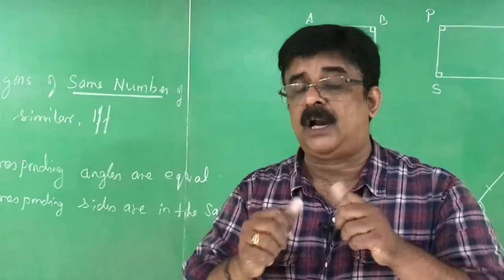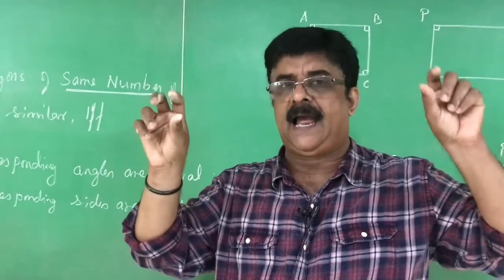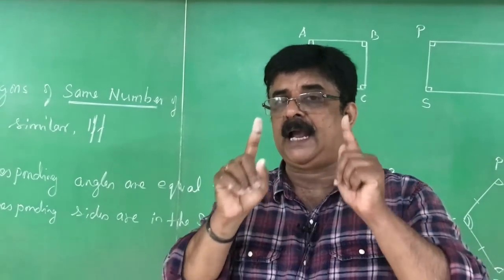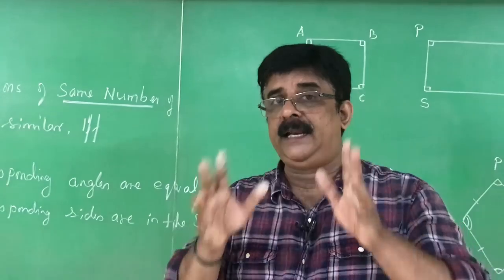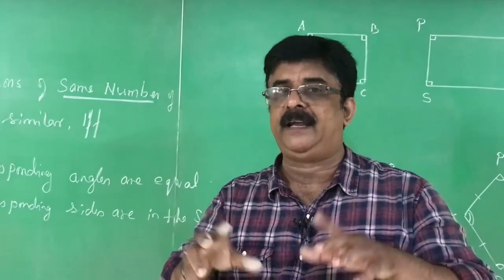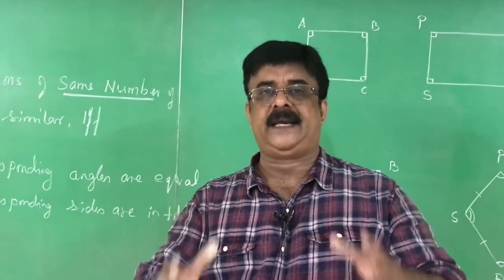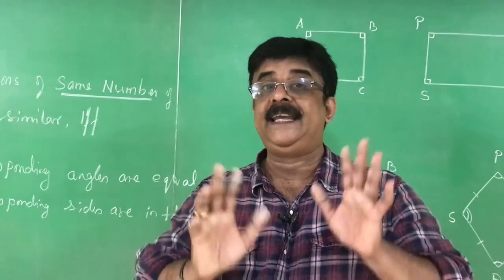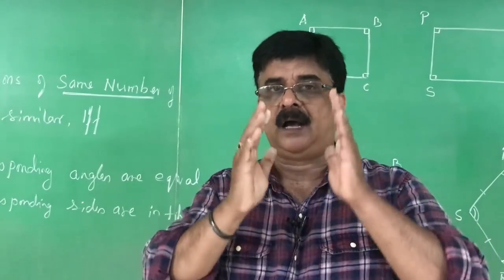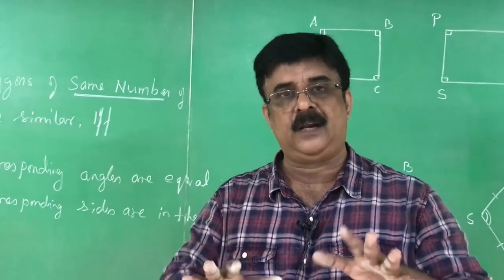Corresponding angles means what? Equal angles. If two triangles have equal angles, they are called corresponding angles. When the corresponding angles are equal, you have to write the names of the triangles according to their corresponding angles to identify corresponding sides. What are corresponding sides? Corresponding sides are the sides opposite to equal angles, and the ratio of the corresponding sides is always equal. That we have to understand in this particular session.